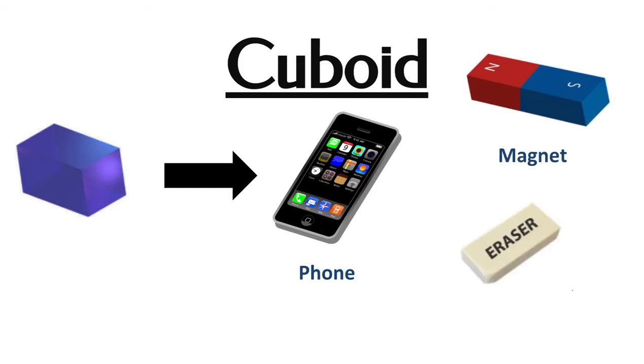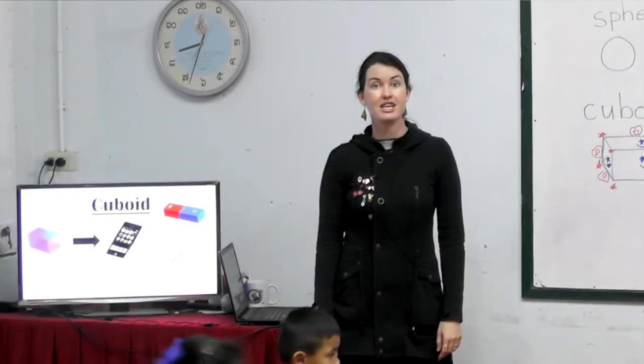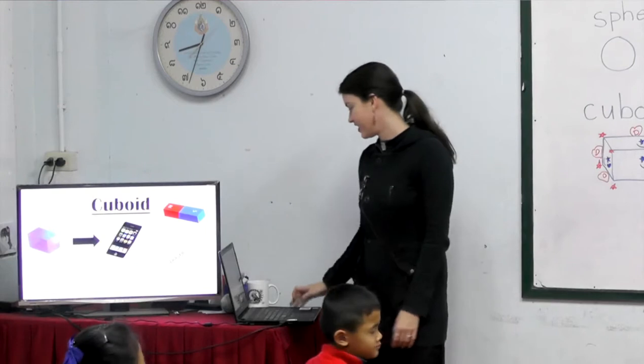What's this? Eraser. When you have a new eraser, it's like a cuboid. As you use it more and more, it kind of makes those round corners. It loses its shape. Good, friends. Cuboid. Great job.